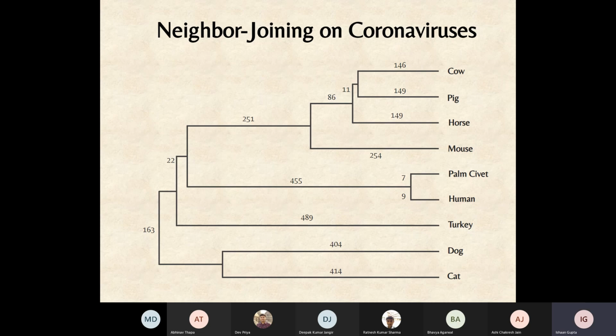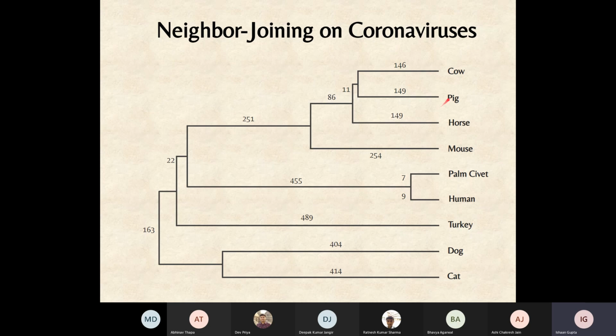Exactly. So the difference between the two algorithms is that in the case of UPGMA, the assumption is that the evolution, the rate at which or the time at which the species came about, is happening at the same rate on each of the branches, right? That is the assumption in UPGMA, but that is not the case in neighborhood joining, because you see that the branch lengths are different.